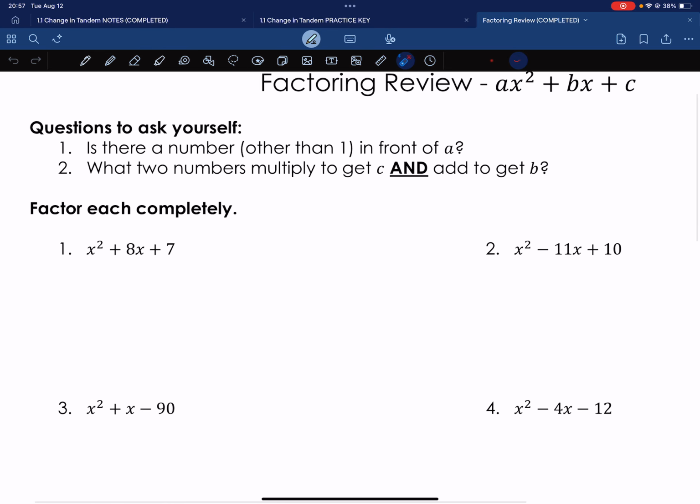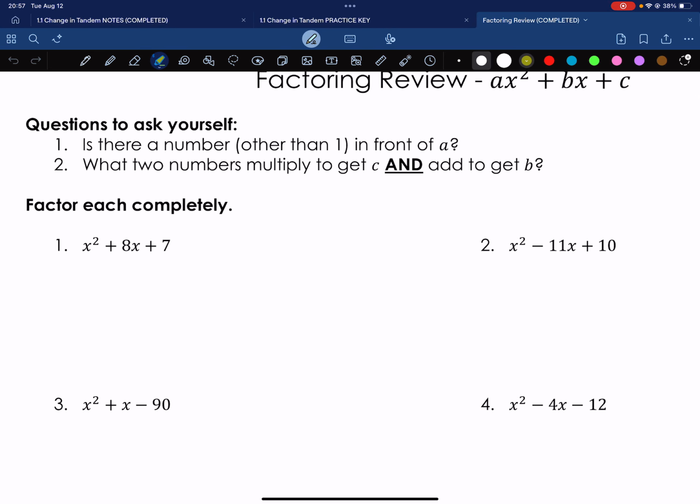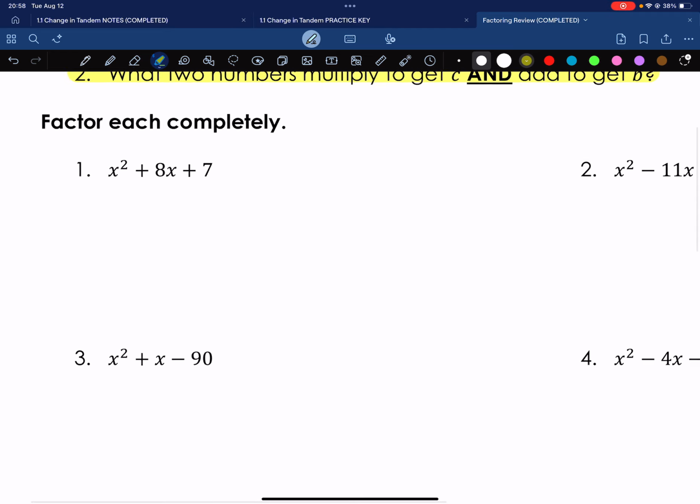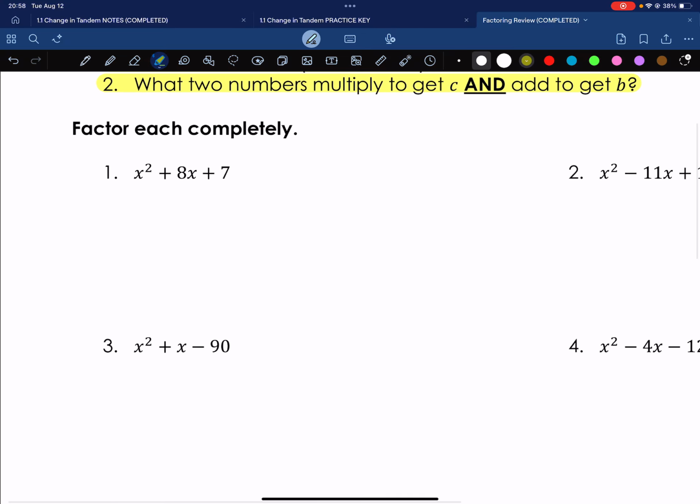So what I'd like you to do is to ask yourself these two questions each time you go to factor. The first question, is there a number other than 1 in front of a? If so, then we have additional steps. If not, we can go on to question number 2. Question number 2 says, what two numbers multiply to get c and add to get b? So remember, multiplying to get c is that constant, adding to get b, that's that middle term. So we're going to factor each of these examples completely.